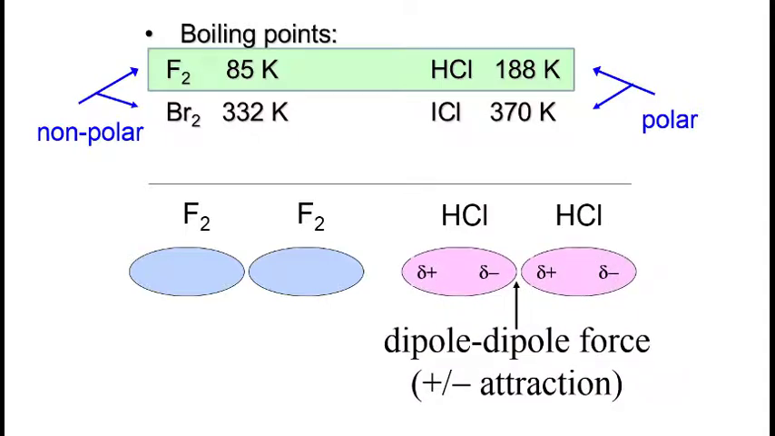HCl is polar, so when 2 HCl molecules are next to each other, the positive end of one can attract the negative end of the other. This force of attraction between 2 partial charges is called a dipole-dipole force. Because of the additional attraction, 2 HCl molecules should be harder to pull apart, and we observe a higher boiling point. The other set of data, with Br2 and ICl, show a similar effect. The polar ICl has a higher boiling point than the nonpolar Br2.